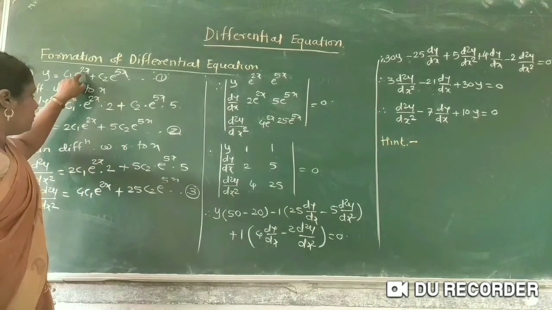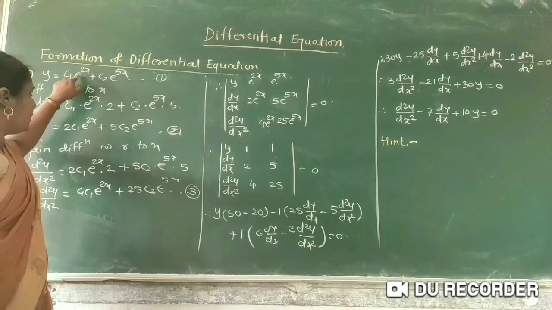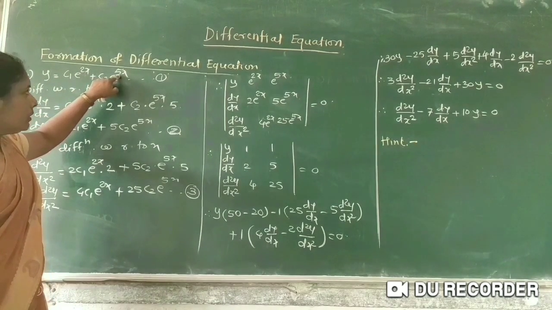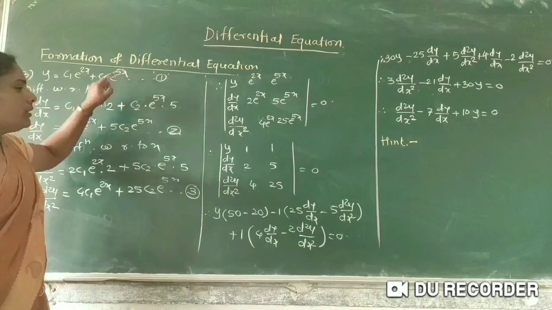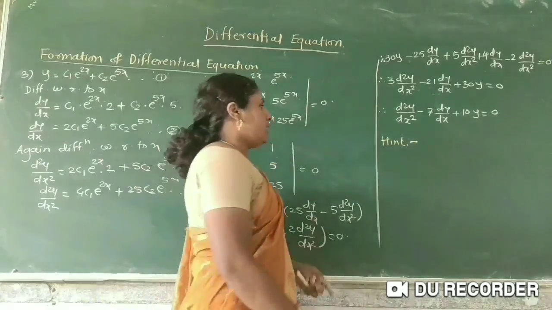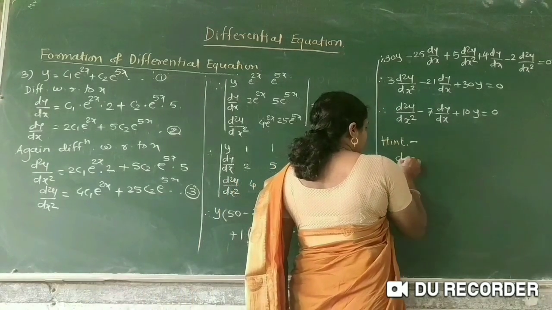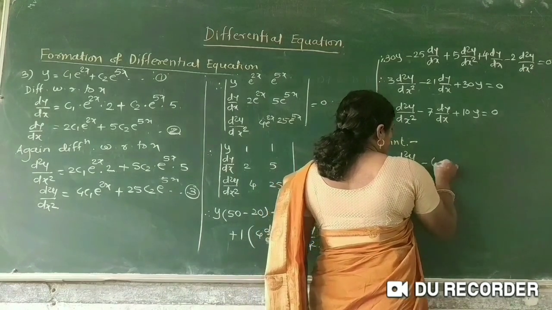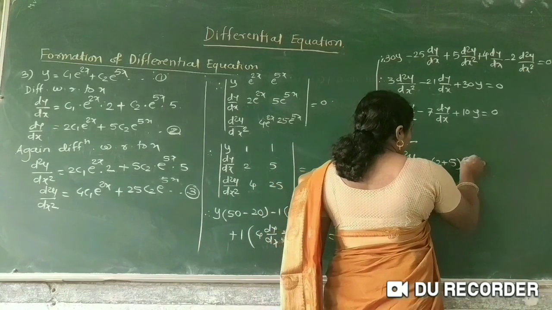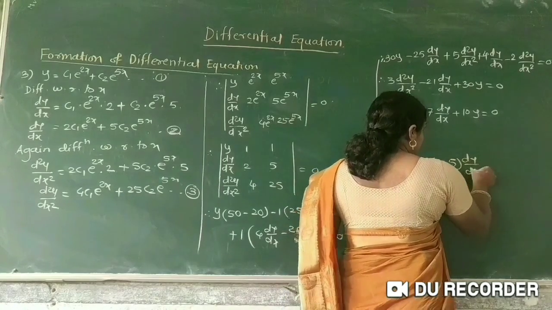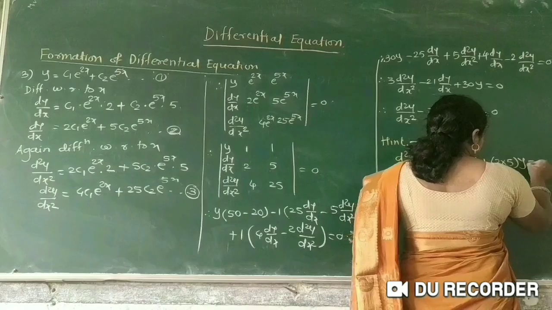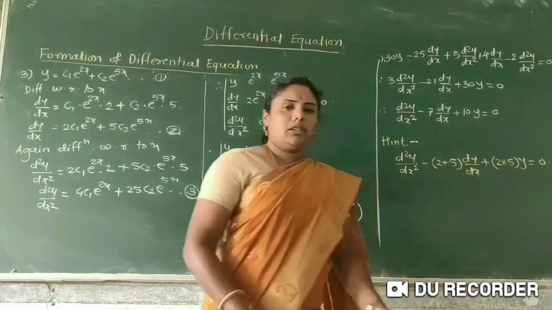Here e raised to 2x, e raised to 5x, that is the coefficient of x is 2 and coefficient of second term is 5. Therefore, this equation can be written as d2y by dx square minus (2 plus 5) into dy by dx plus 2 into 5 into y is equal to 0.